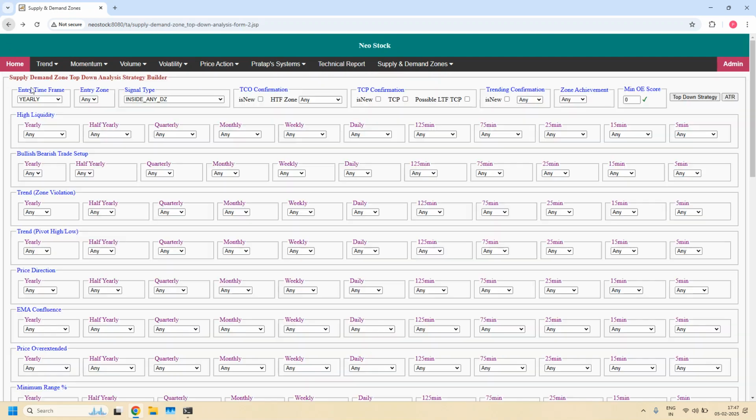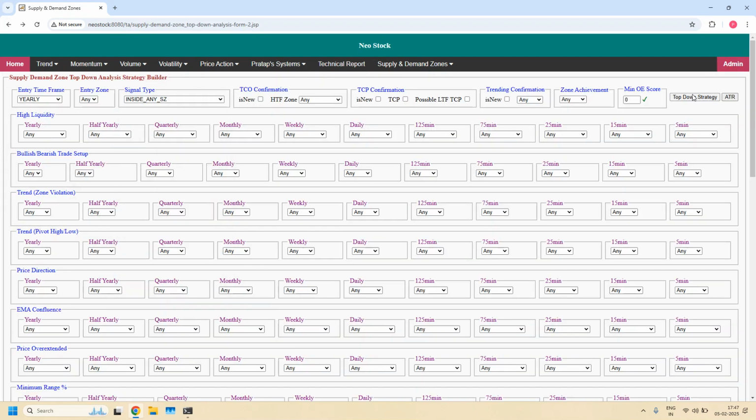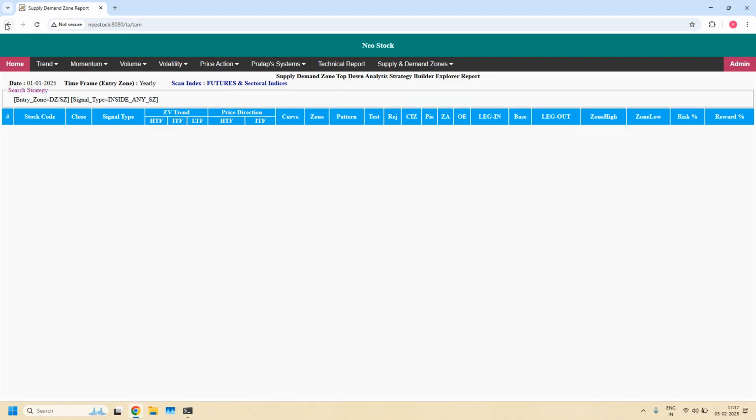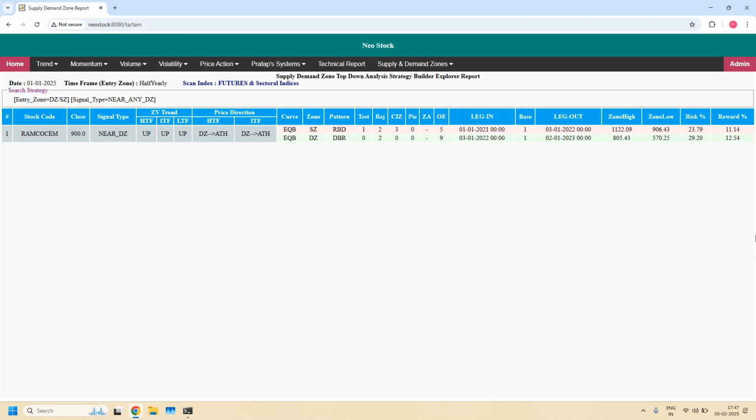Okay, next, yearly time frame. Price closed inside the yearly supply zone. We don't have any stocks. Next time frame is half yearly. Stocks near half yearly demand zone. 1 stock is filtered.